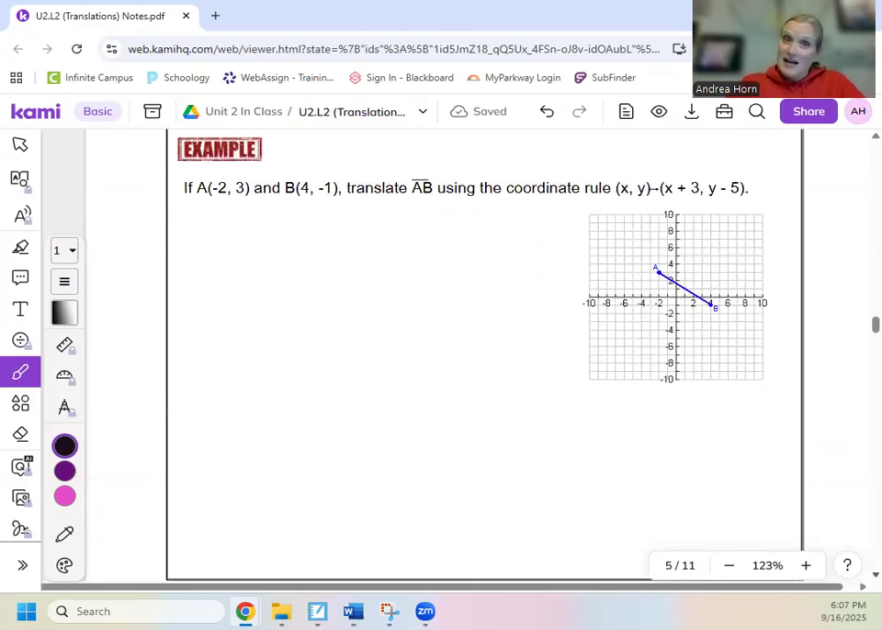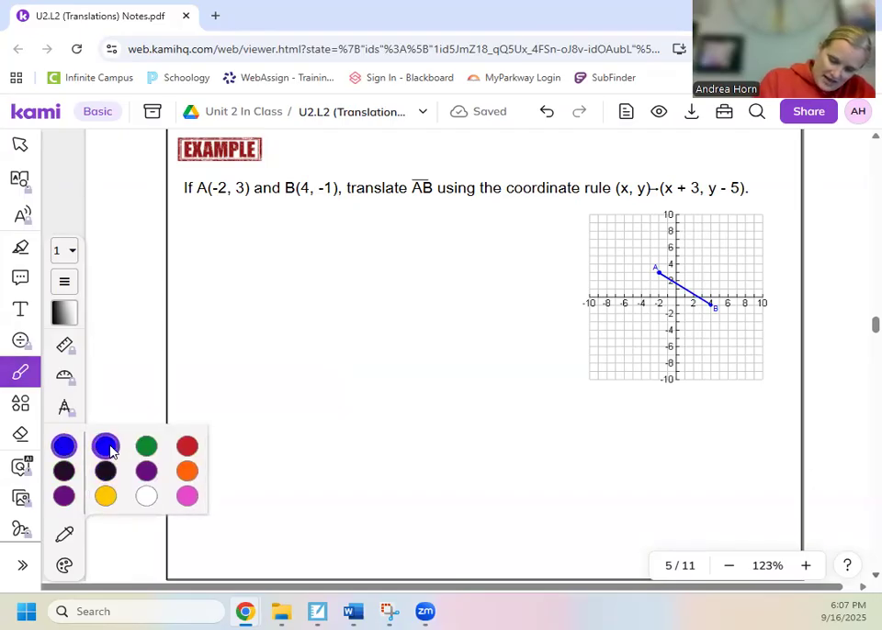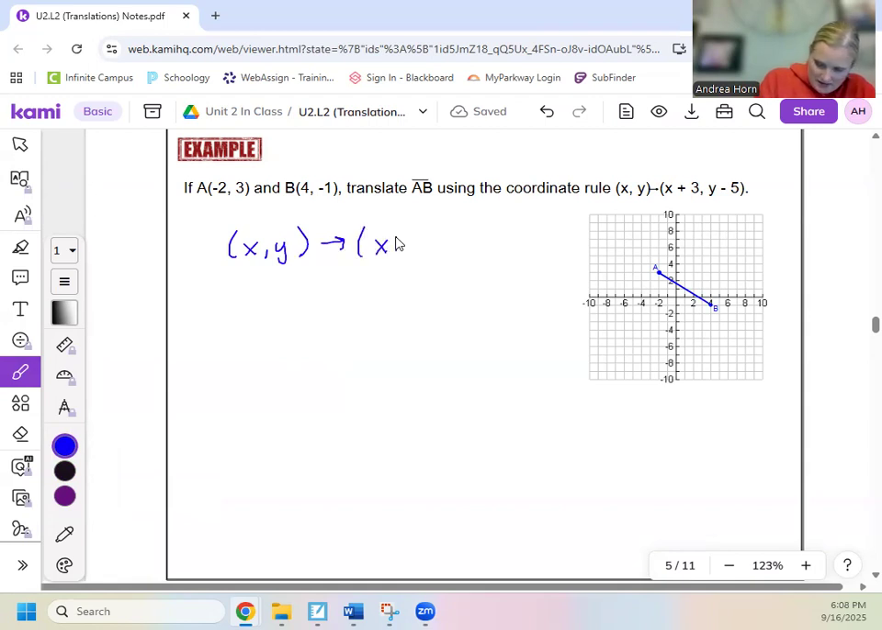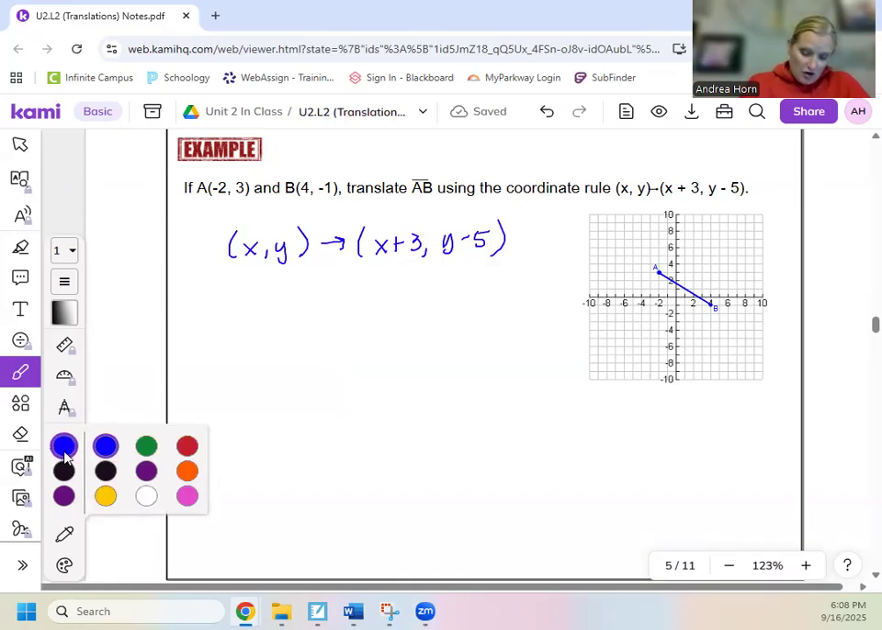Okay, so here I said if A is (-2, 3) and B is (4, -1), translate AB using the coordinate rule (x, y) goes to (x + 3, y - 5). The whole idea behind this rule is that you can take any point (x, y) and add 3 to the x. Your change in x is going to be 3, and your change in y is going to be negative 5. So we can go straight to our graph and go ahead and do that, right?